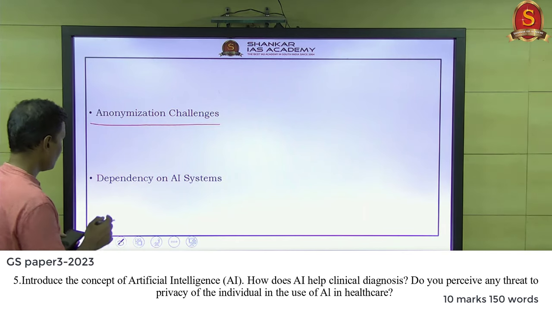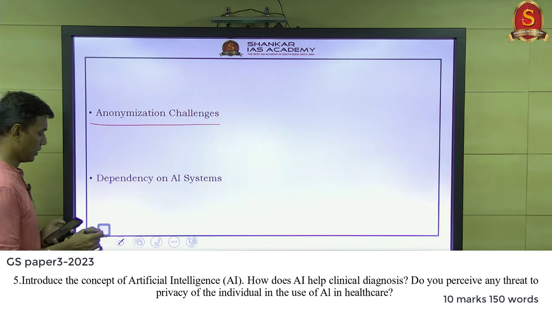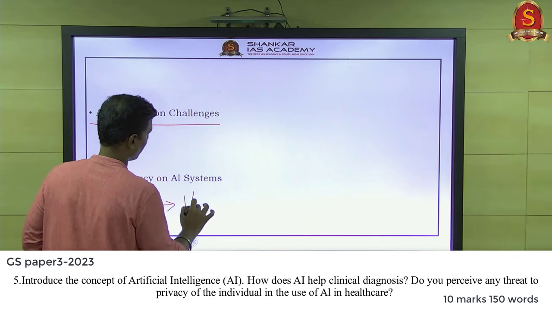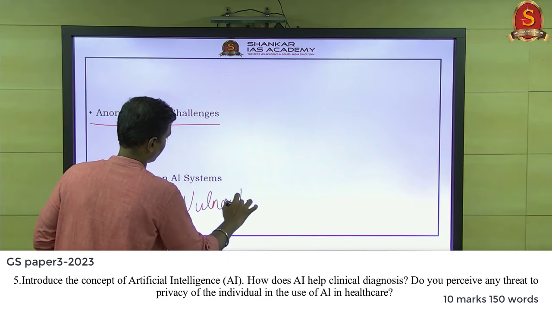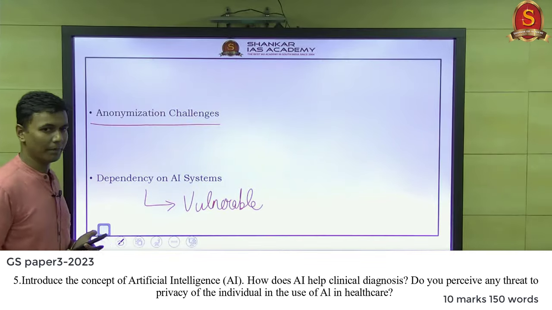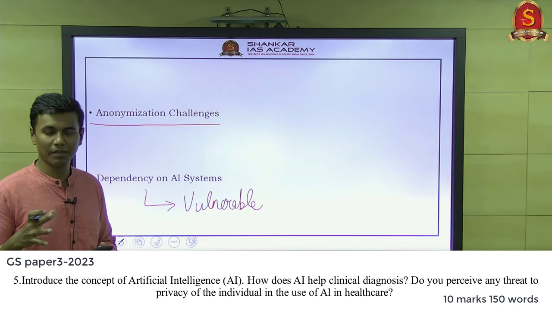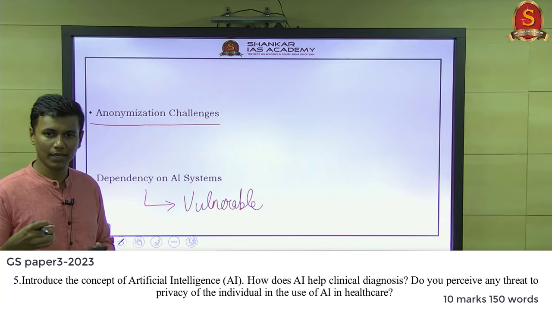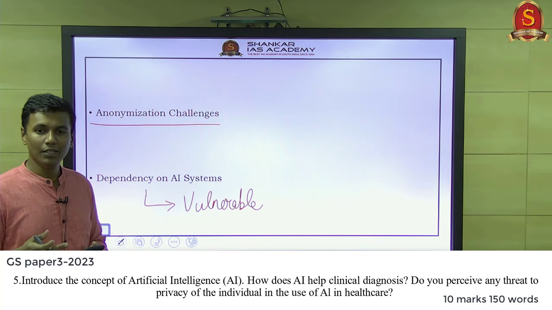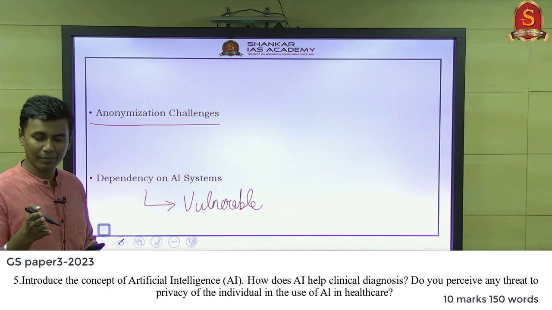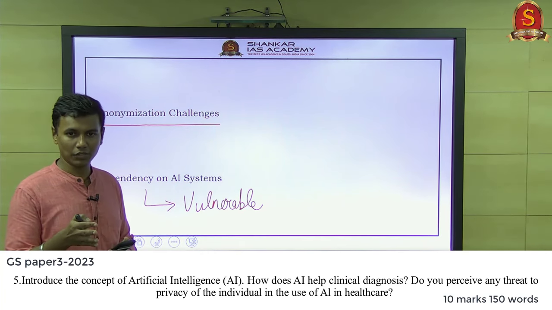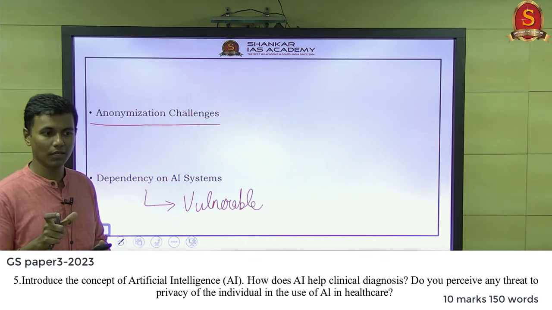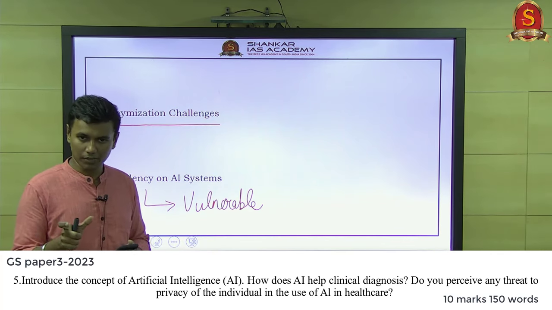And then dependency on AI systems. That's because this makes the health system vulnerable, because of too much dependence on artificial intelligence and machine-based systems. So in case of an outage, say a server outage or an artificial intelligence model not working, then a lot of activities can be hampered. So too much dependence on AI is not always good. It has to be used within an optimum level.